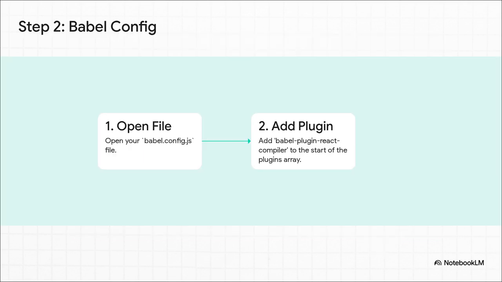So if you're using a standard Babel setup, here's all you have to do. Pop open your babel.config.js, find that plugins array, and just put babel-plugin-react-compiler right at the very beginning. That's it, seriously.